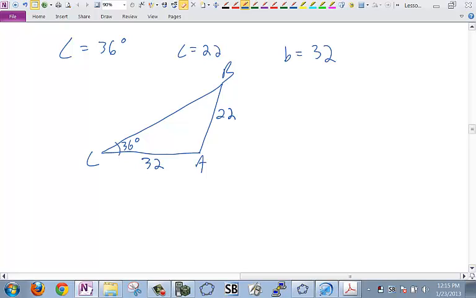Okay, so there's your triangle. Now that is not the only triangle that can have that arrangement. You could also have, man, I just cannot draw this very well. There, that's good enough. So there's two triangles that can have a possible 36 degree angle, opposite side 22, adjacent 32. There's the triangle in blue, and then there's the triangle in red.